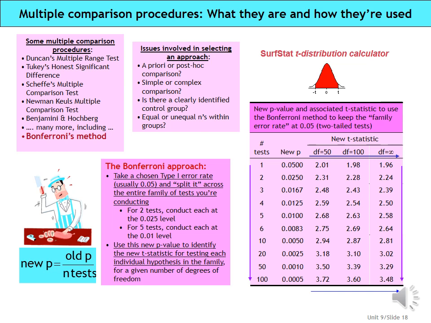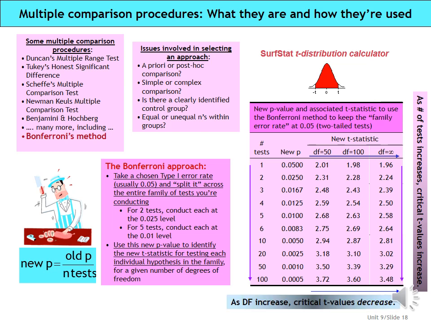If the degrees of freedom increases, the critical value increases. If the number of tests increases, the value increases. If the df increases, t value decreases.